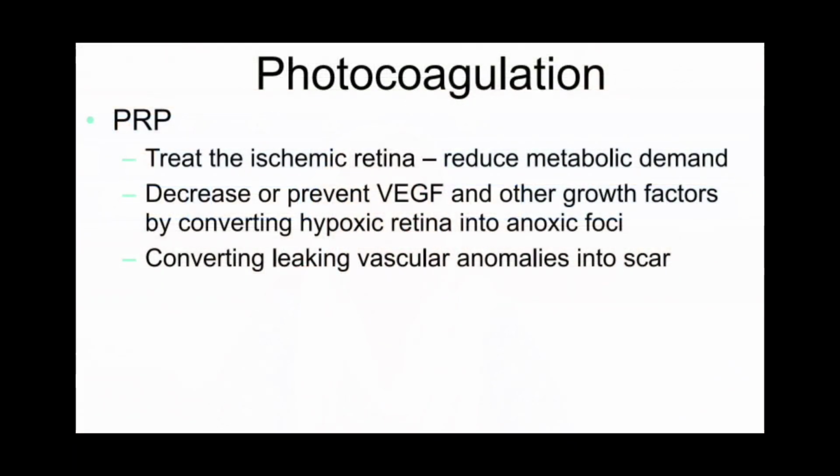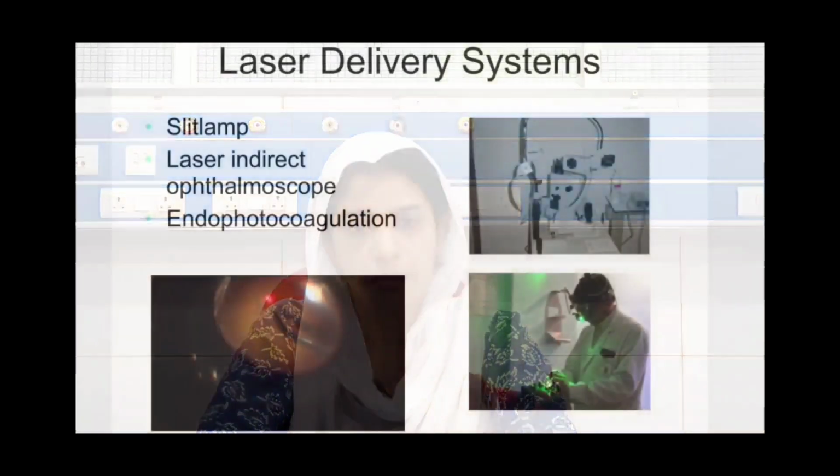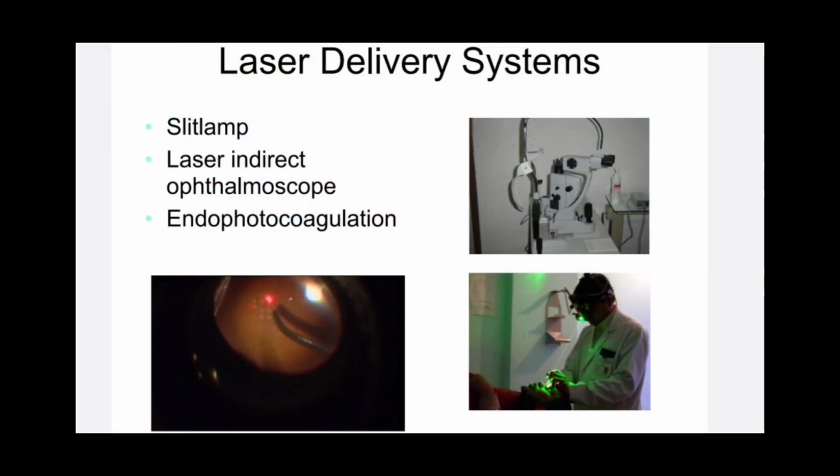So, if we cut the hypoxia factor by applying focal burns to the different quadrants of retina, the oxygen demand is reduced and there is less neovascular drive. So, pan-retinal photocoagulation is important in the treatment of proliferative diabetic retinopathy. There are other kinds of lasers used in the treatment of diabetic macular edema and for treating leaking microaneurysms. Focal laser and grid laser will serve these purposes, and laser can be delivered via slit lamp or laser indirect ophthalmoscope or as endophotocoagulation during vitrectomy surgeries.